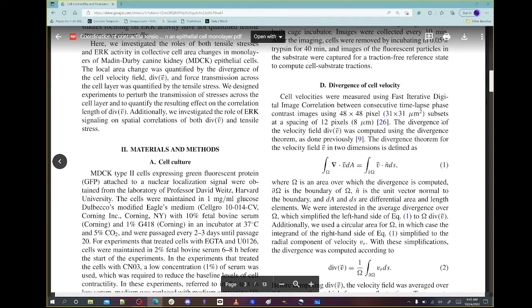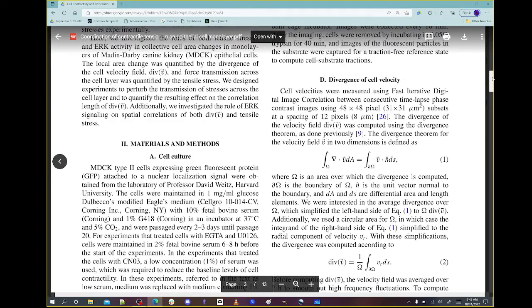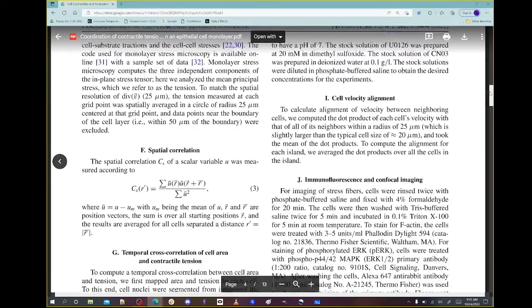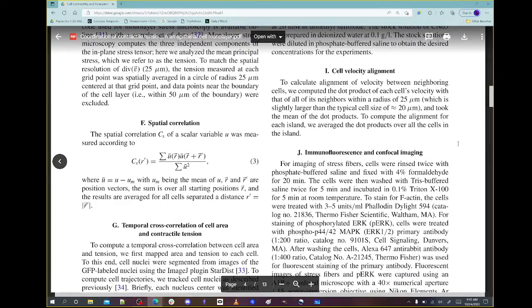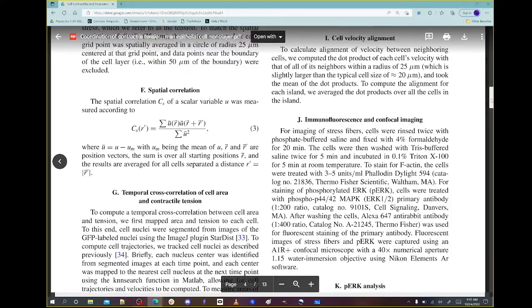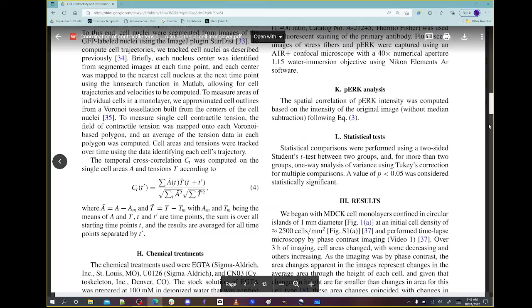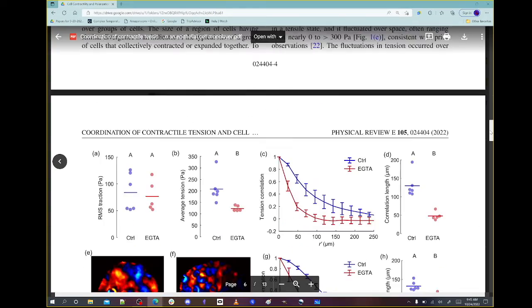Then the divergence of cell velocity, they have some equations for that. So they're actually looking at divergence as cell velocity, and they use these measures. They have a spatial correlation, of course, temporal cross-correlation, and all that. So let me see if I can find some images.